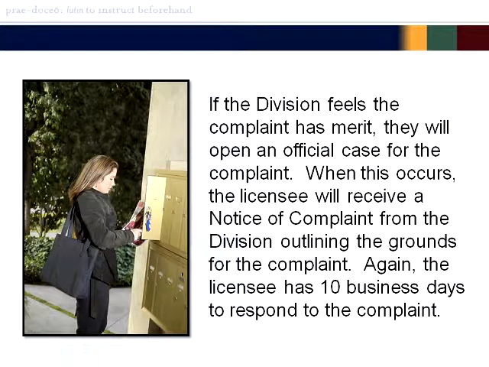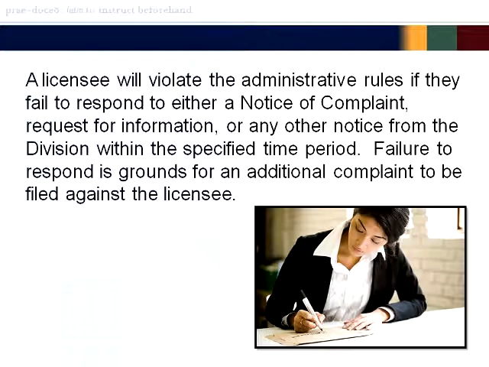If the Division feels the complaint has merit, they will open an official case for the complaint. When this occurs, the licensees will receive a notice of complaint from the Division outlining the grounds for the complaint. Again, the licensee has 10 business days to respond to the complaint. A licensee will violate the administrative rules if they fail to respond to either a notice of complaint, request for information, or any other notice from the Division within the specified time period. Failure to respond is grounds for an additional complaint to be filed against the licensee.